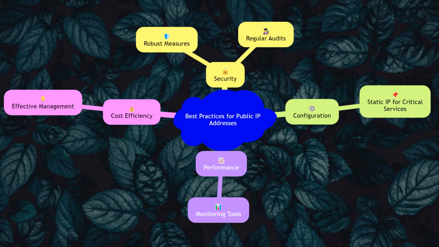Adopting best practices for configuring public IP addresses can enhance security, performance, and cost efficiency. These include using static IP addresses for critical services, implementing robust security measures, regularly auditing IP address usage, and leveraging Azure's monitoring tools. Following these practices ensures that public IP addresses are managed effectively and securely.